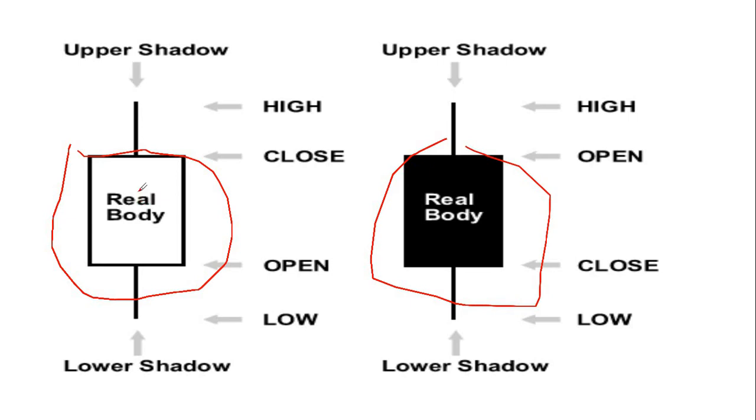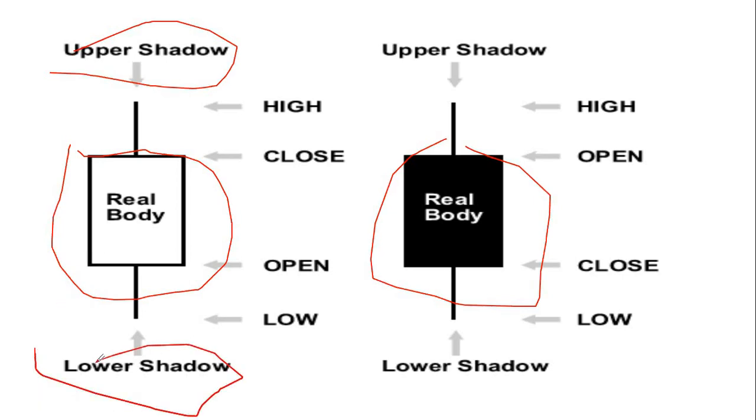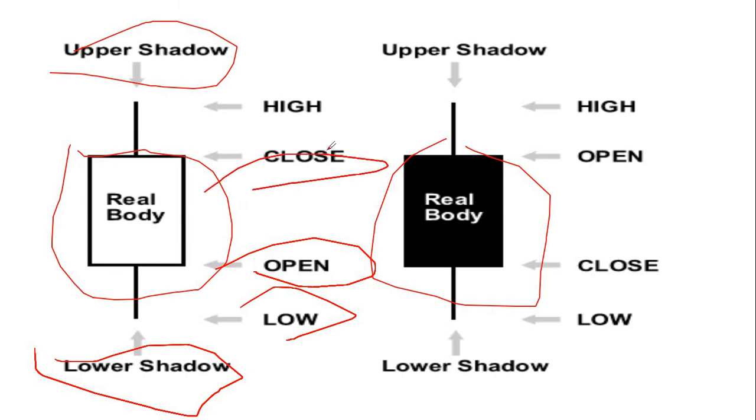Sometimes you see the colors white and black, sometimes red and green. These are the commonly used colors. On top there is an upper shadow, and there's also a lower shadow here. There's the low, the open, the close, and the high on top.